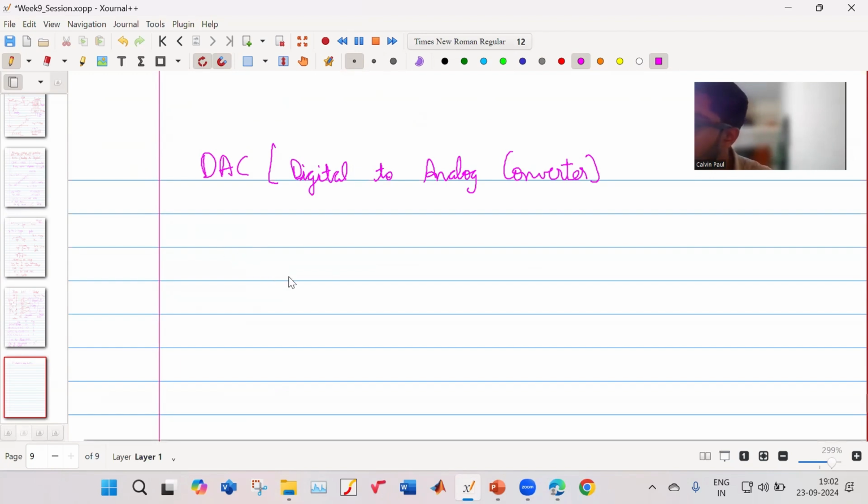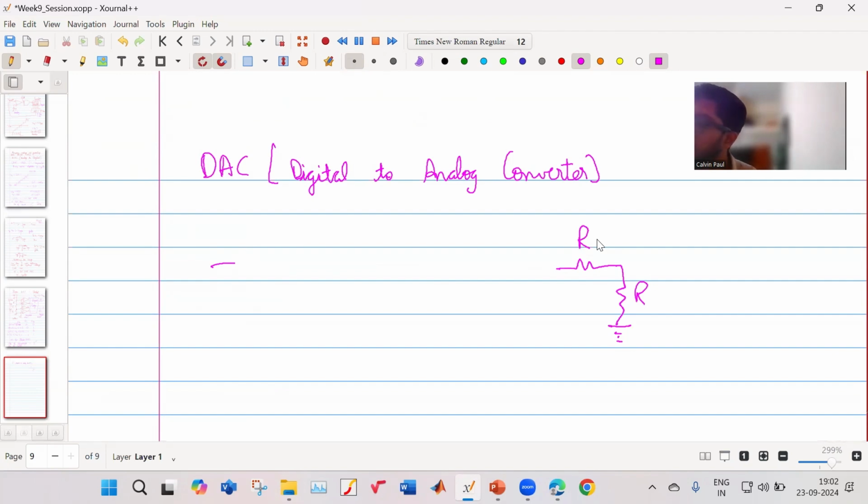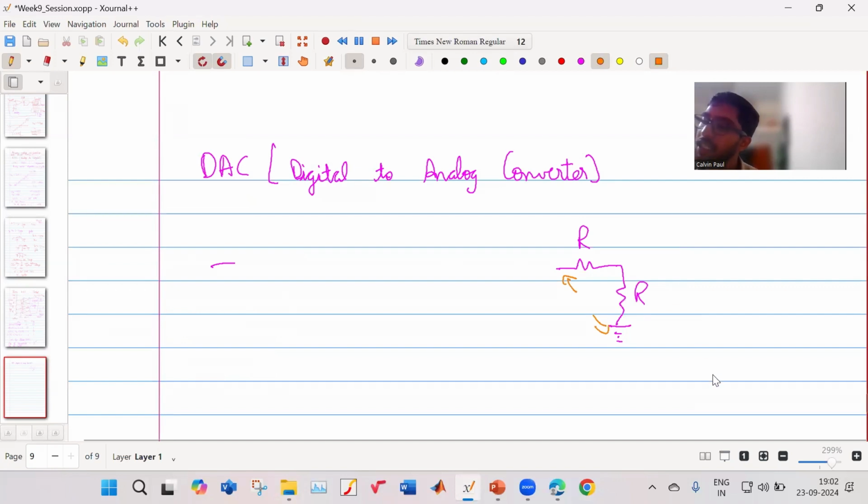So before that, we will consider this case. I have a resistor R here. This is with respect to ground. So what is the effective resistance from here to here? If I use a multimeter, how much resistance will it read? 2R. Okay, it will read 2R.